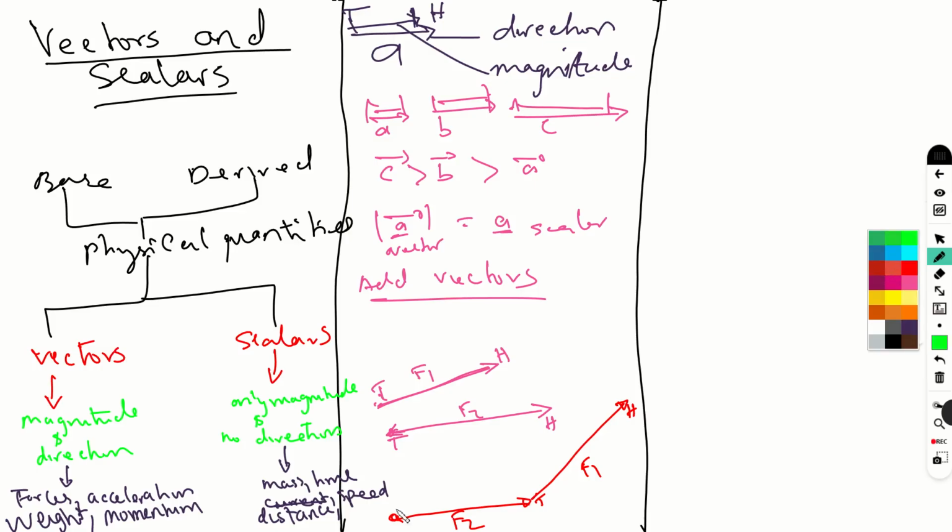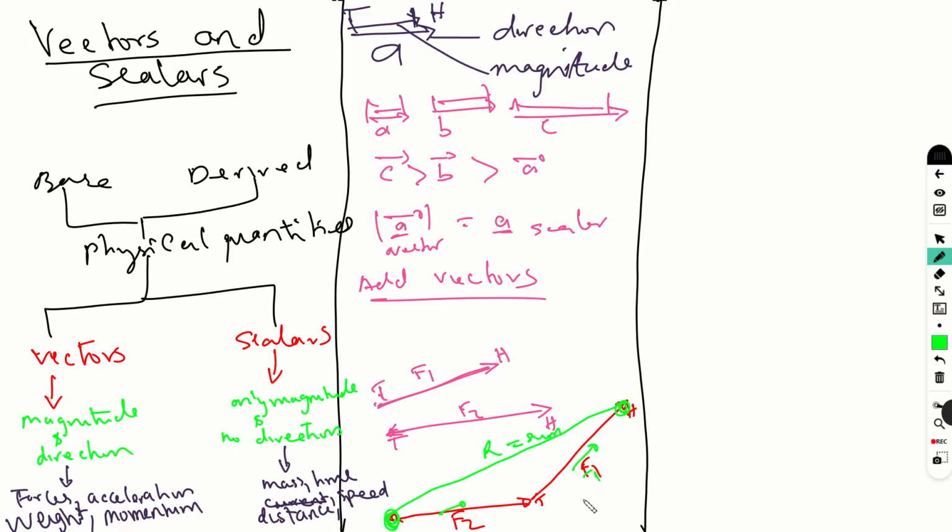So B, the one that joins, this now will be the arrow, which is the sum, the resultant. So the resultant is the sum of F1 and F2. The sum of the vectors is the line joining the tail of the first to the head of the second. So that's the resultant.